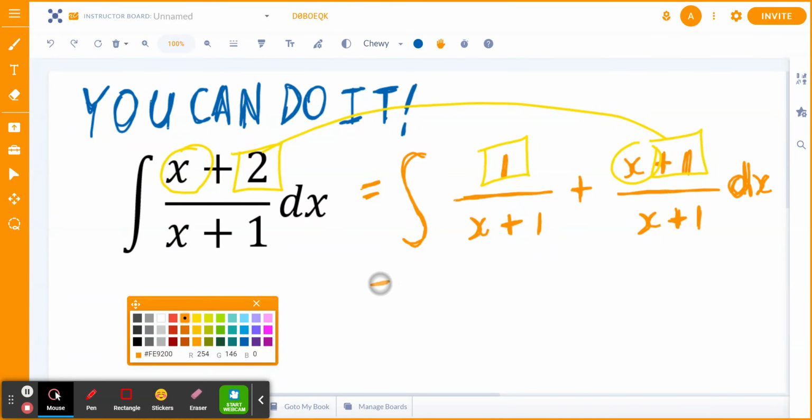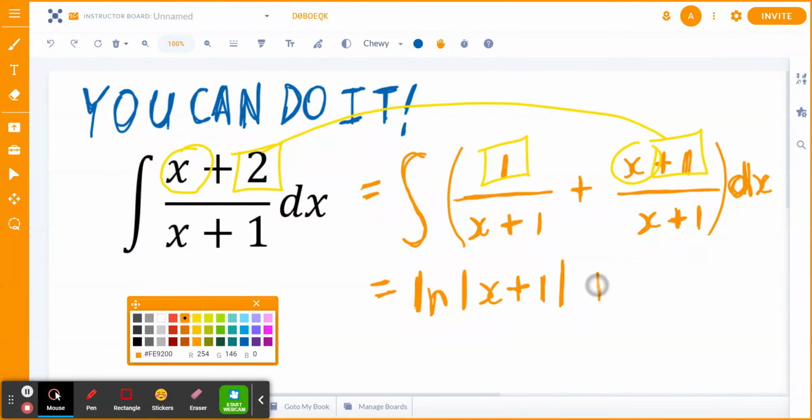Now, look what happens. The moment you recognize you can rewrite it as a sum of two fractions, the rest of this is extremely straightforward. What I mean is when you find the antiderivative of 1 divided by (x + 1), this is basically going to be ln of the absolute value of x + 1.